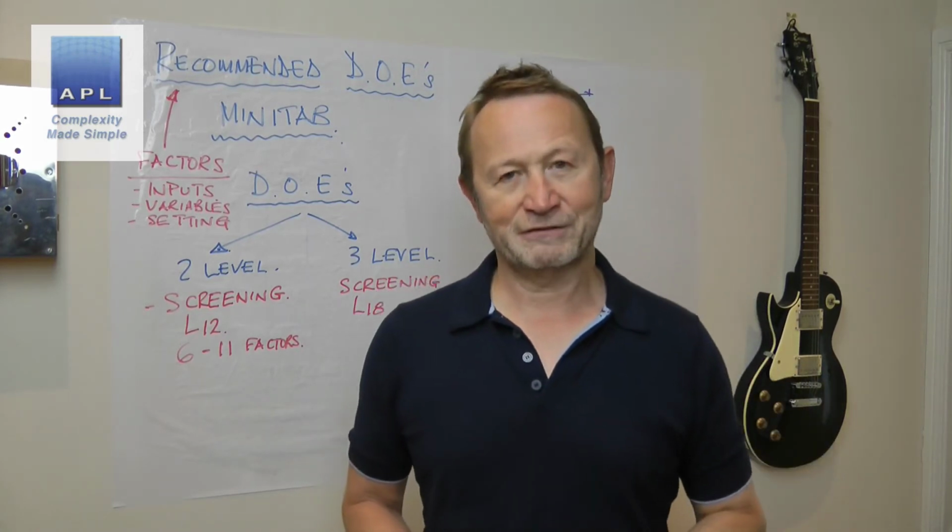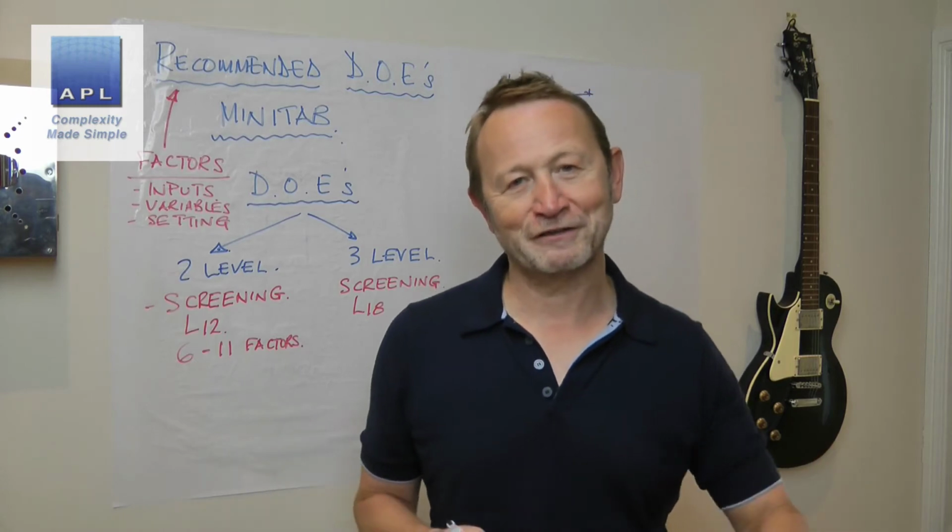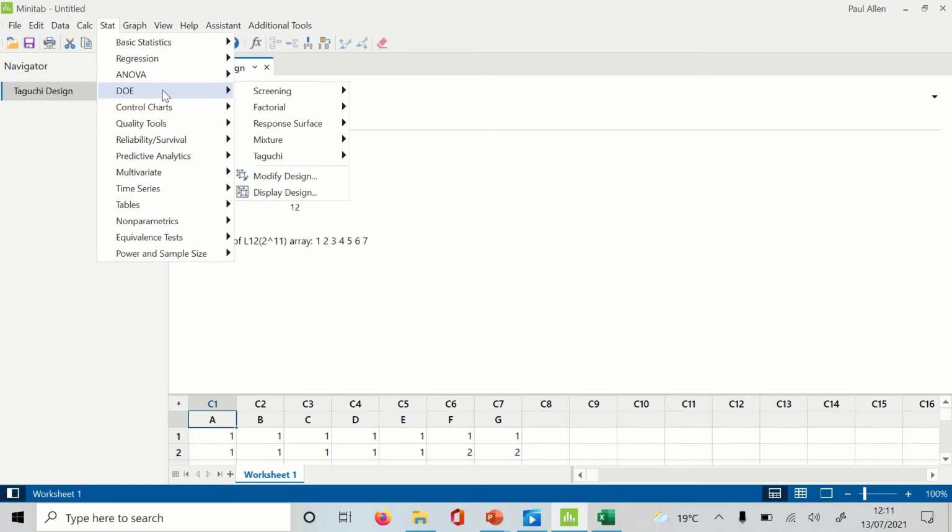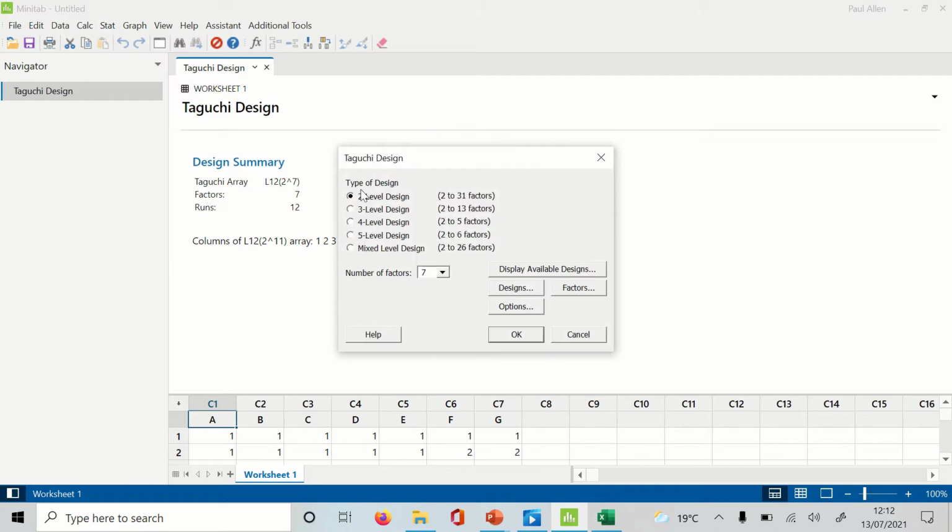Now the L18. Now the L18 is more difficult to find. Stat, DOE, Taguchi. Now even though we're saying it's a 3-level DOE, if I change the radio button to 3 level, I won't find this. I have to put mixed level. The reason being that one of the variables in the L18 is only at 2 levels and the rest of the pattern is at 3 levels. So in order to see the L18 on the menu, I have to ask for mixed.